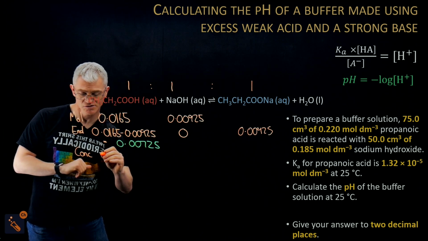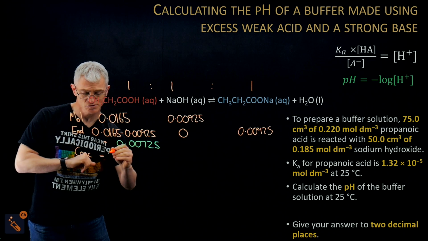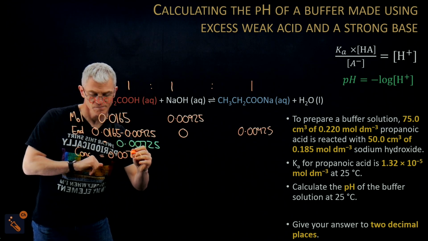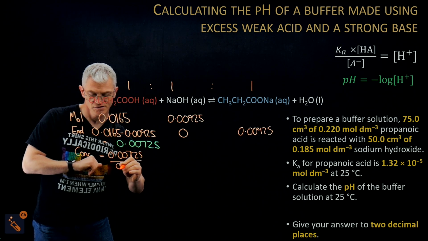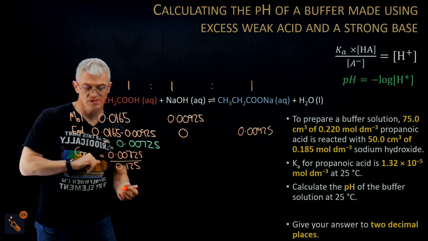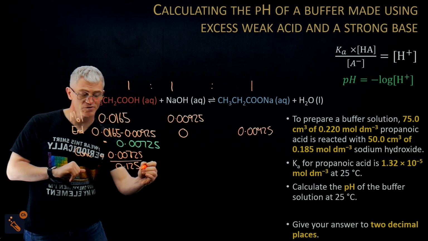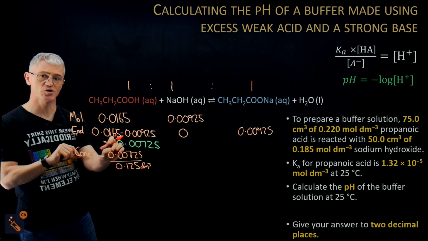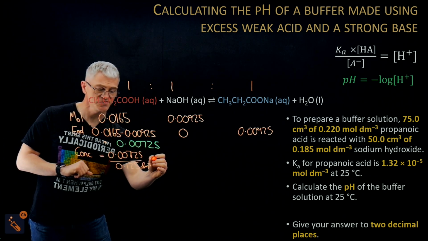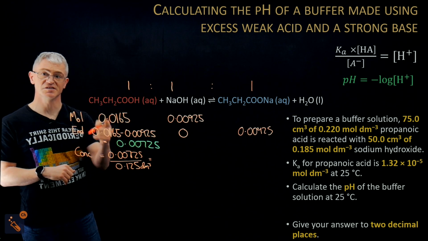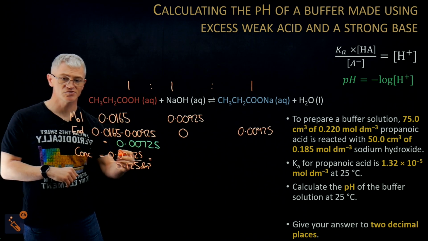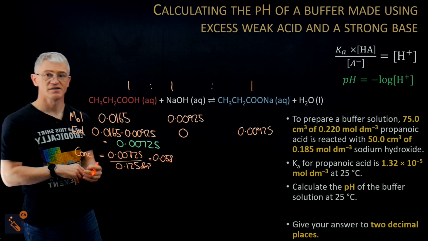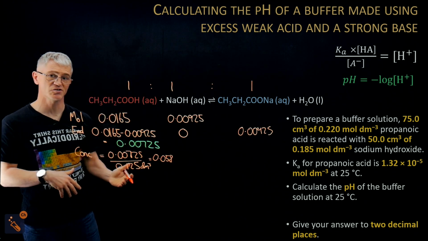So if I want to do concentration here, it's going to be moles, which is 0.00725, divided by 0.125. That's 125 centimetres cubed. Remember, I'm doing this in decimetres cubed. So that's my moles divided by my volume, which gives you a concentration for this. So my concentration of this is 0.058. Again, you can stop the video at any point and do the rest yourself.